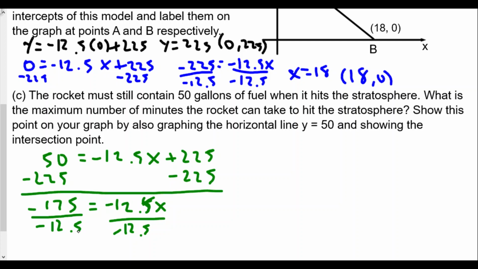And using our calculator, we're going to find the following. We're going to find negative 175 divided by negative 12.5. And we get a total of 14. So x equals 14 minutes.